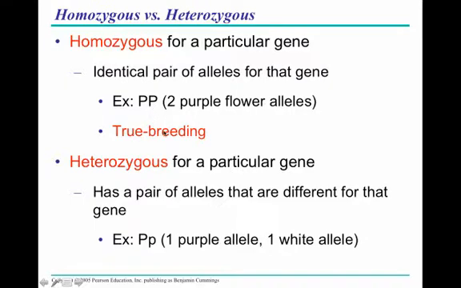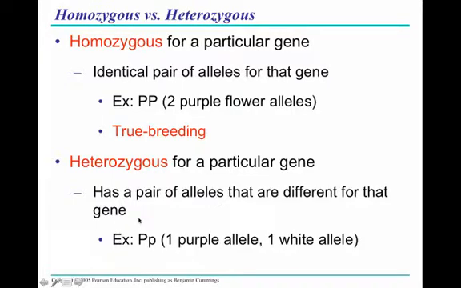And we say that this organism is true breeding, because they can only produce gametes, egg or sperm, when they go through the process of meiosis, that have purple alleles. That's the only thing they can produce. Almost like a purebred dog. Okay, true breeding. Now, if they have one of each, they're called heterozygous. One of each. There's only one genotype for that.